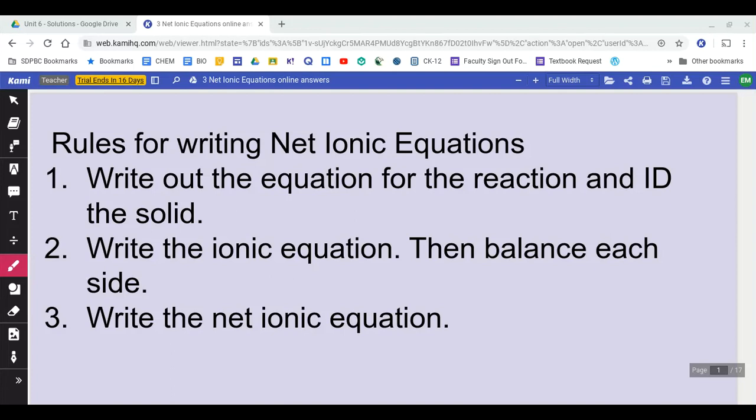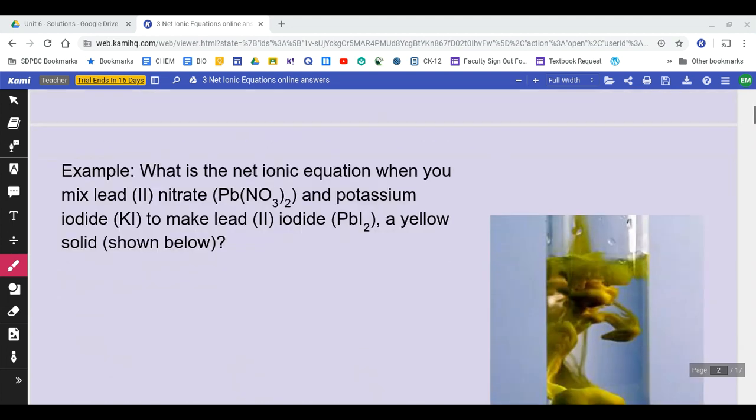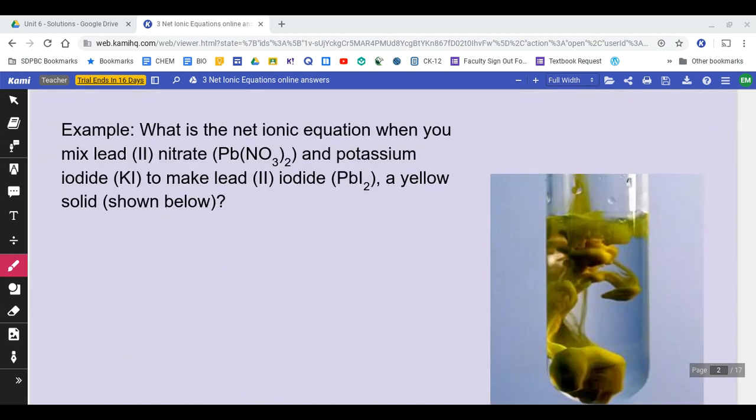All right, let's talk about net ionic equations. Three basic rules that we're going to use: write out the equation for the reaction, identify the solid, write the ionic equation, then balance each side, and write the net ionic equation. So we'll talk about what all these things mean, and we'll do this through examples.